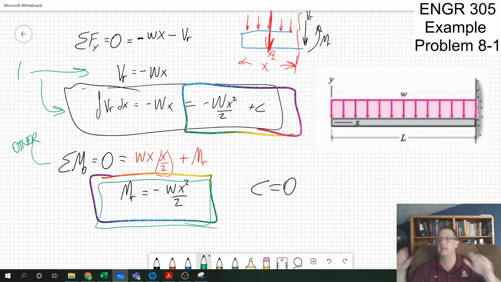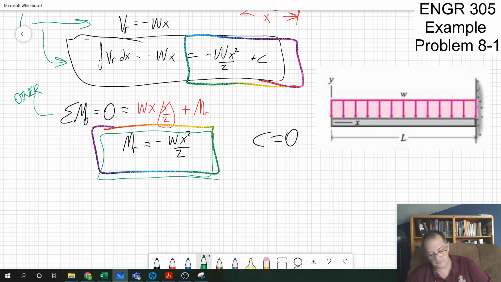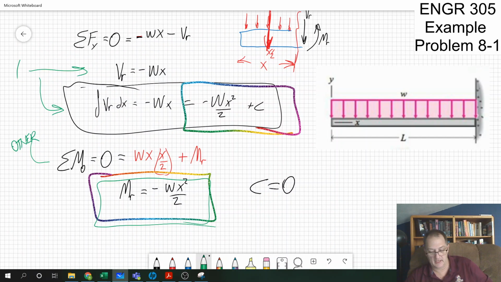But I get to the same thing since C is equal to 0. Now, what does that mean? If I evaluated, how do I evaluate C? Well, what are my moments at X equal to 0? So the moments at X equal to 0 are equal to 0. So that means when X is 0, this drops out and I get C. Well, that's equal to C.